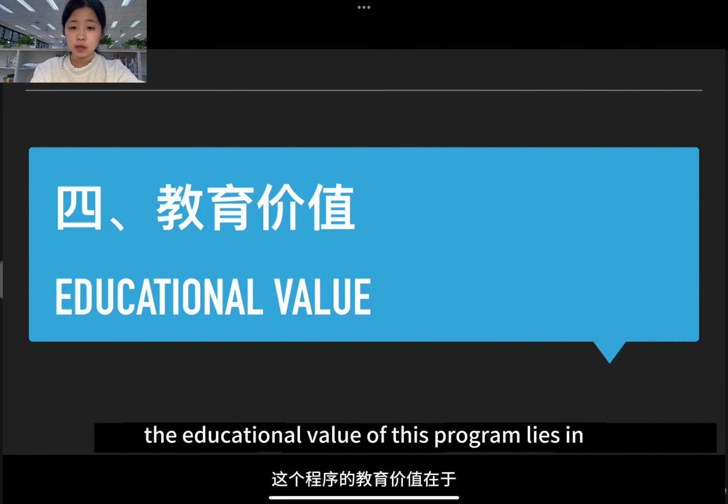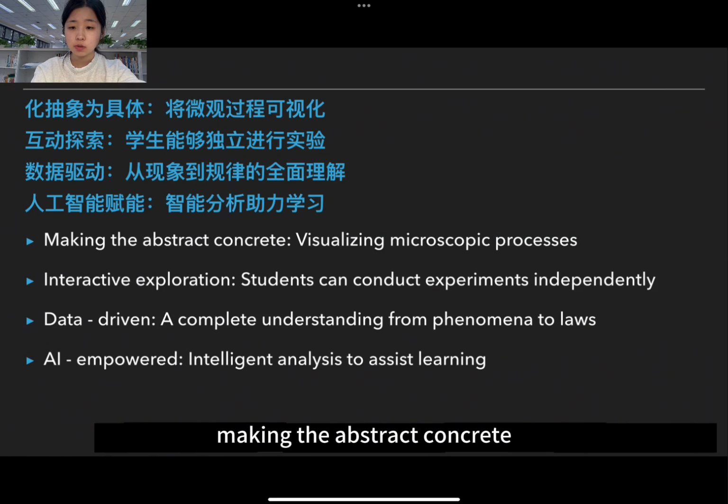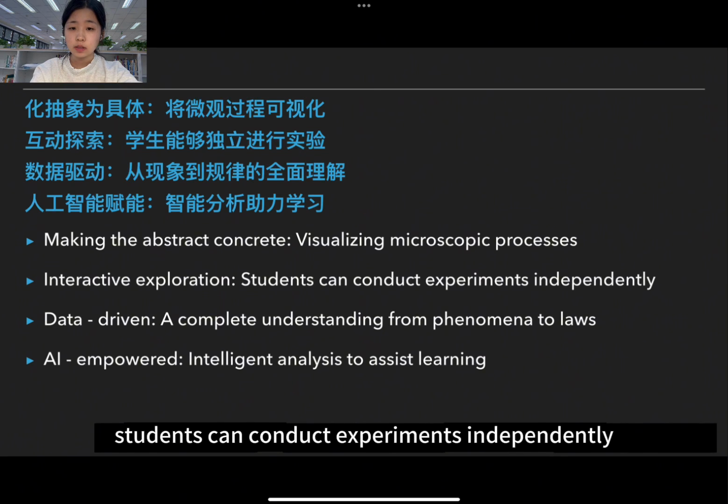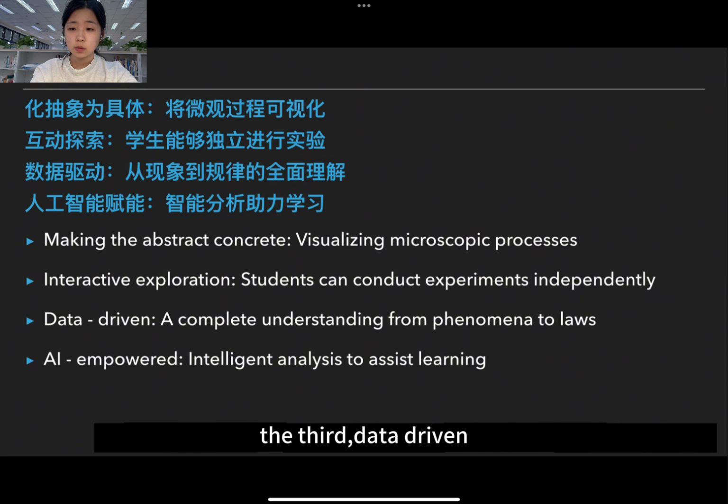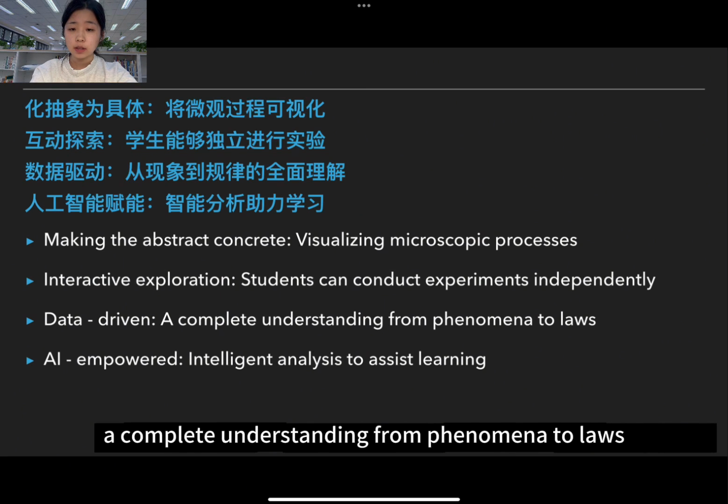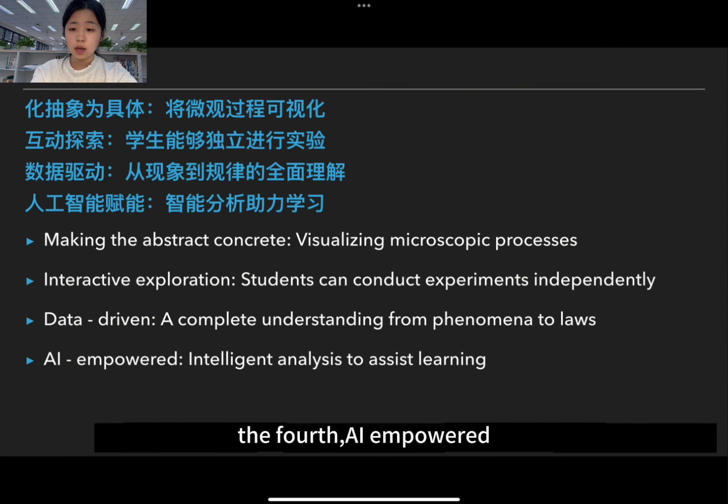The educational value of this program lies in, first, making the abstract concrete, visualizing macroscopic processes. The second, interactive exploration. Students can conduct experiments independently. The third, data-driven. A complete understanding from phenomena to laws. The fourth, AI-empowered. Intelligent analysis to assist learning.